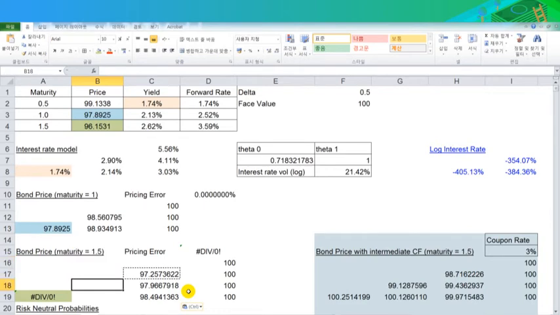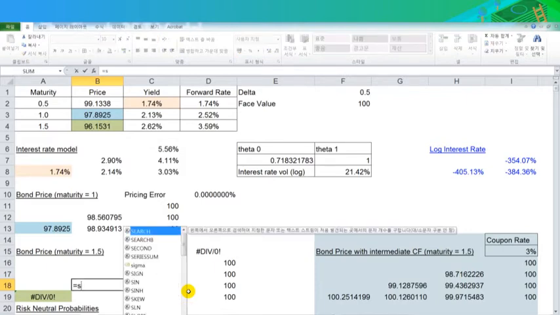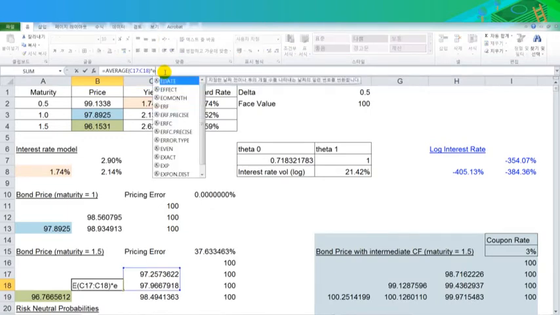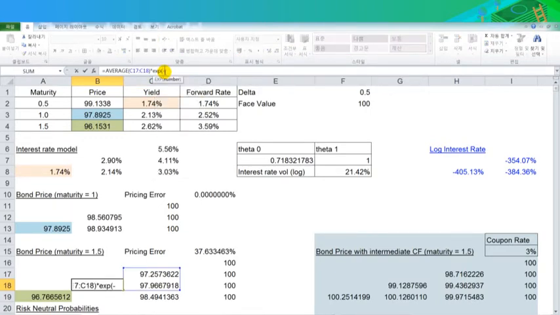Next, what is the price of the 1.5 year bond 6 months later? First, we have to calculate expected value. Because of equal chance, expected value is just the average. Actually, we can change it to average, okay, average, right? And then we have to discount it because it's future value, so discount it with this rate multiplied by delta.